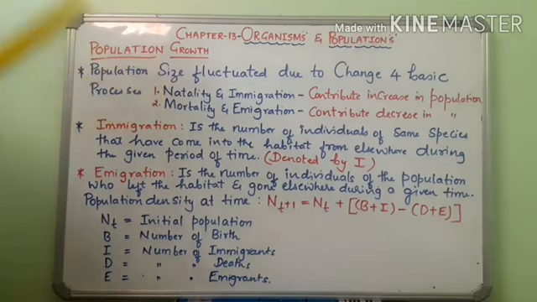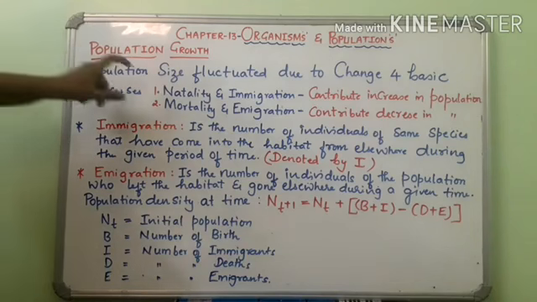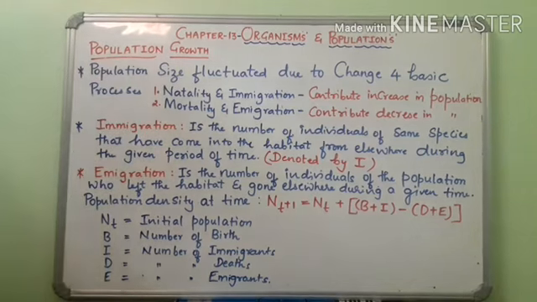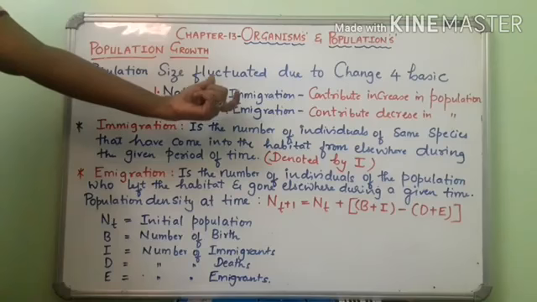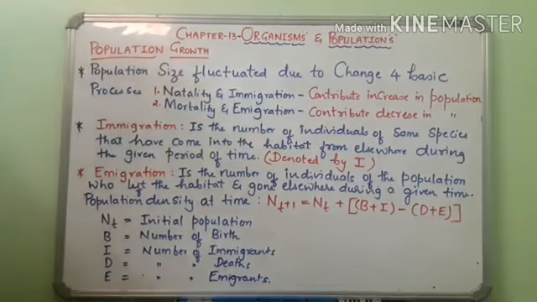The first one is natality. Natality is nothing but birth rate, and mortality. Mortality is nothing but death rate. These two concepts we already discussed in our previous YouTube classes. And next, natality and immigration contribute to increase in population, and mortality and emigration contribute to decrease in the population.